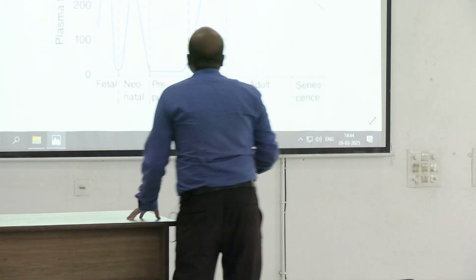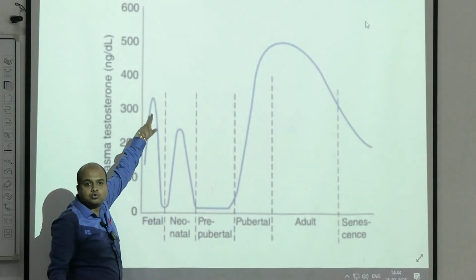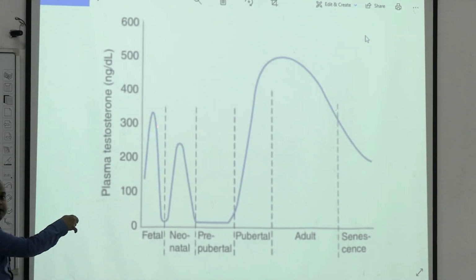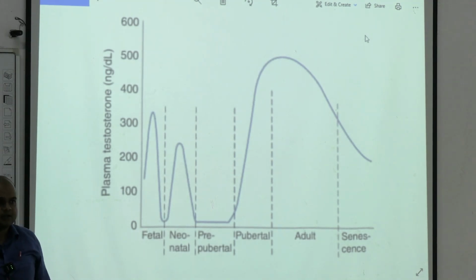ওকে, next. So what we move on, these are the female, see, fetal, there is a burst of testosterone in the fetus, you can see red dot. Again, why it is not known in neonates? Neonates means within 28 days of birth, that is a neonate.